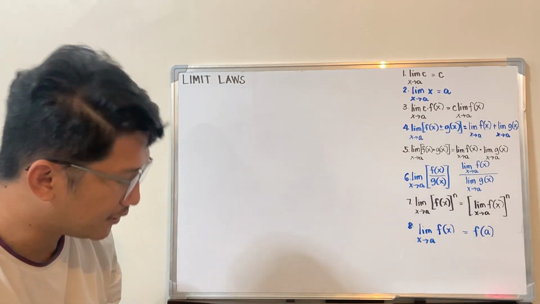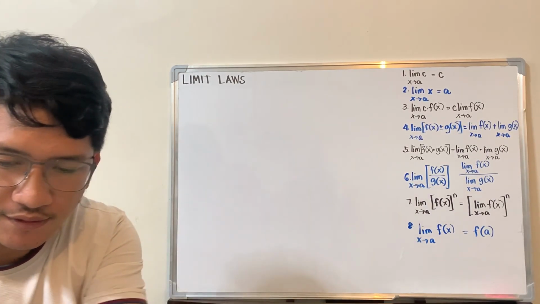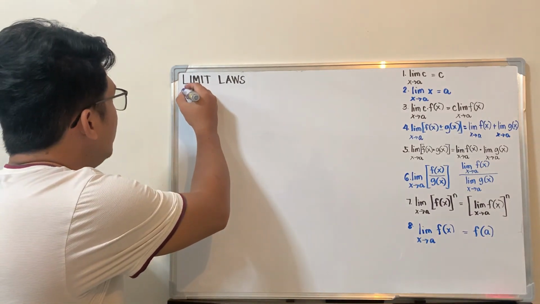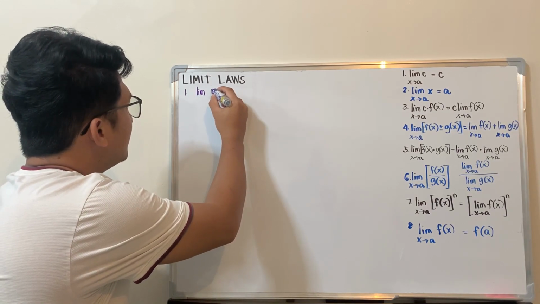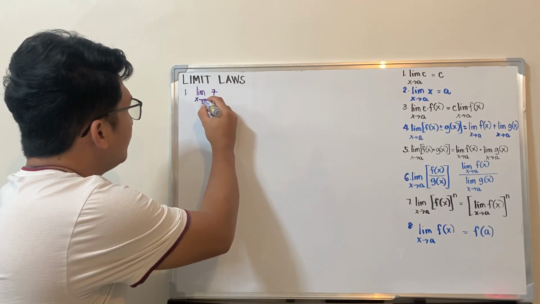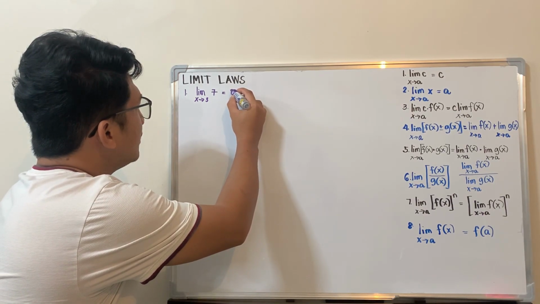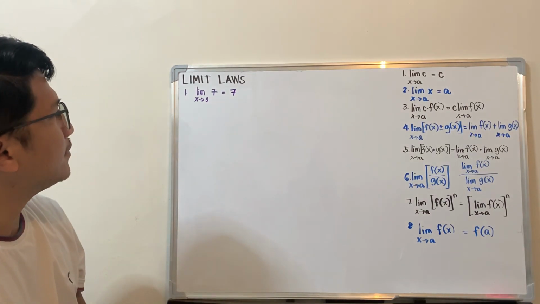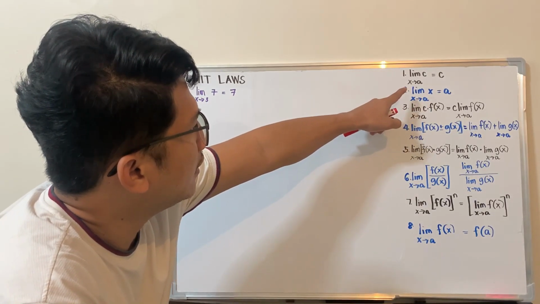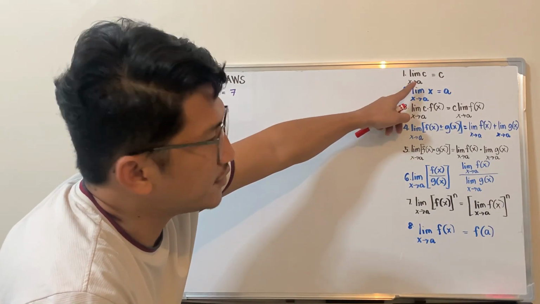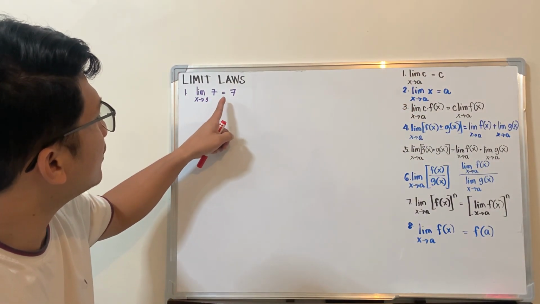If you are dealing with a constant function, an example is the number 1. If you are to find the limit of, let's say, 7 as x approaches 3, then the answer will always be 7. So limit law number 1 says, if you have the limit of the constant c as x approaches a, regardless of the value of a, it's always equal to c. In other words, the limit of 7 as x approaches 3 is always equal to 7.